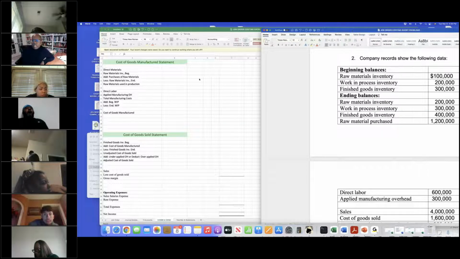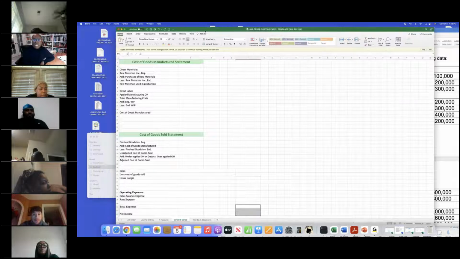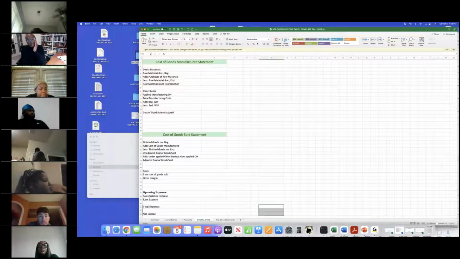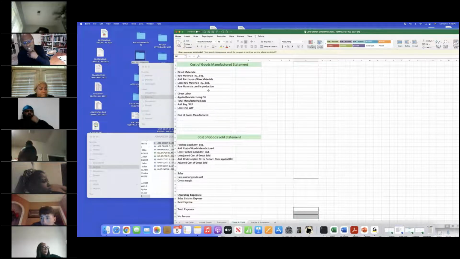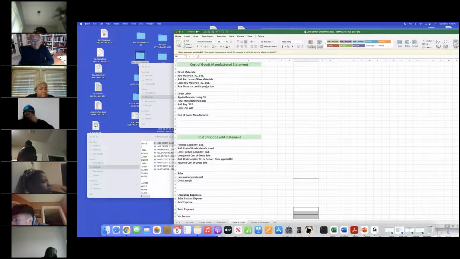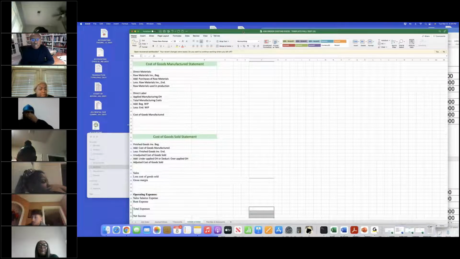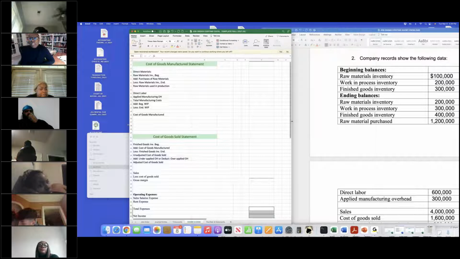Now, when we look at a cost of goods manufacturing statement, first of all, it has direct materials: beginning, purchases, less raw ending, the amount used, labor and overhead. So we've got those same things, raw materials, labor and overhead, beginning work in process, less ending work in process to get the cost of goods manufactured. So that's what we're trying to do. Let's see if we can do this cost of goods manufactured statement.